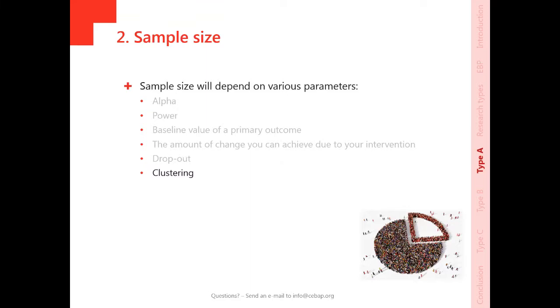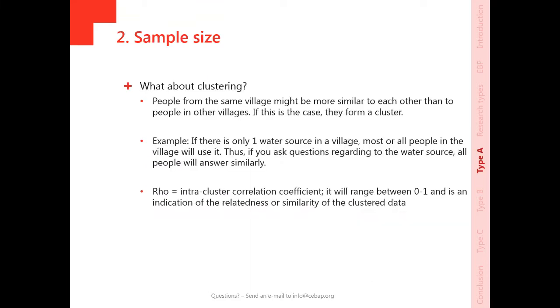And then finally, I would like to discuss clustering. Clustering refers to the similarity between people. So we can assume that people from the same village might be more similar to each other than to people from other villages. And in this case, if that is the case, then they are called a cluster. So let me explain this by giving you an example. Let's say there is only one water source in a village, then most or all people in the village will use it. And if you then have a questionnaire and you start asking about contamination of that water source, then all or most people within the village will give you the same answer.